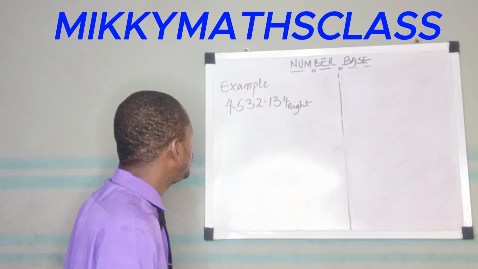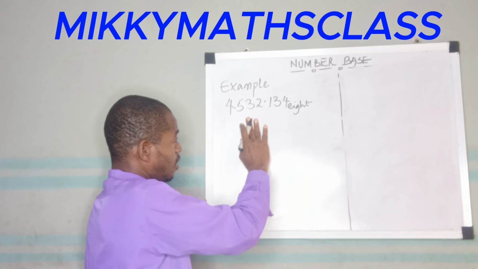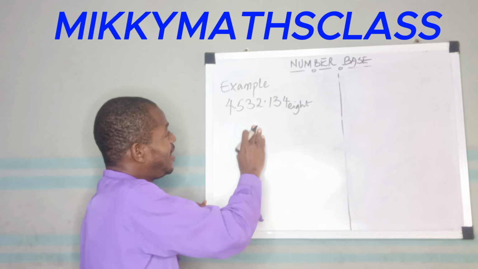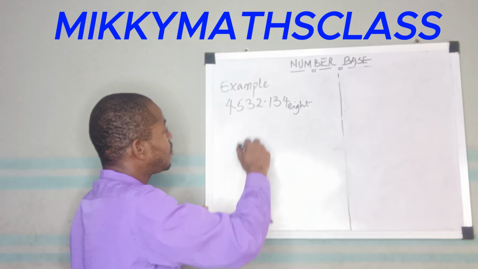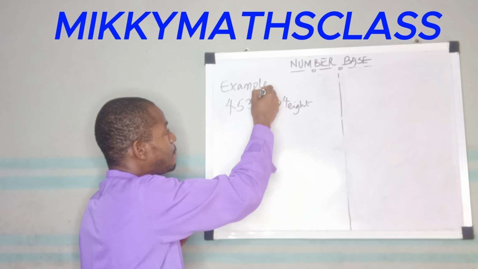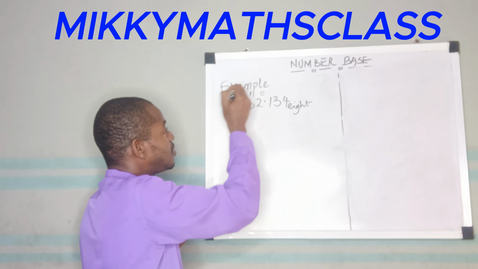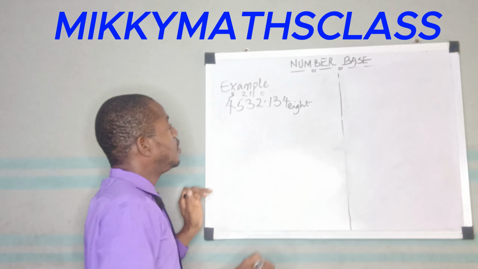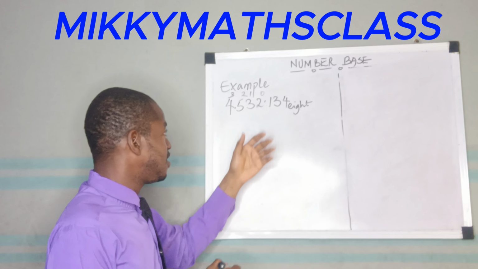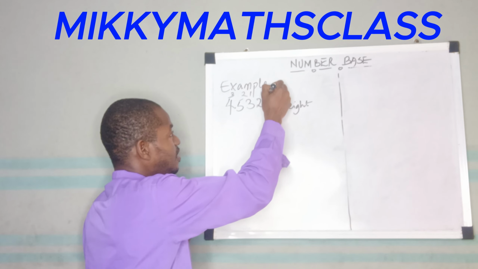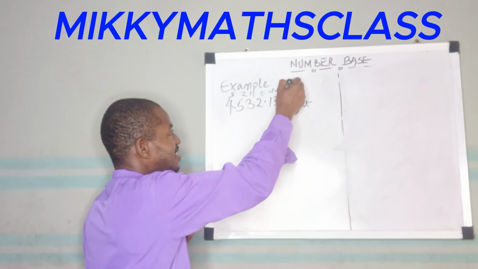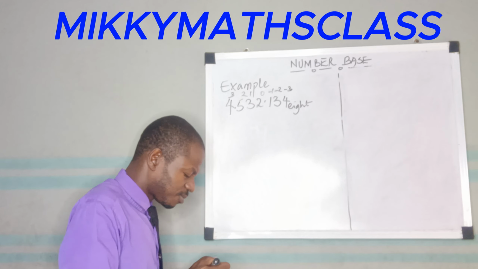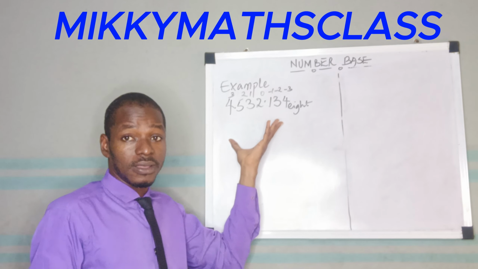So the first thing we will do is put our powers. From here, you have 0, 1, 2, 3. Then after the decimal point, I have negative 1, negative 2, negative 3. Now I've written the powers.